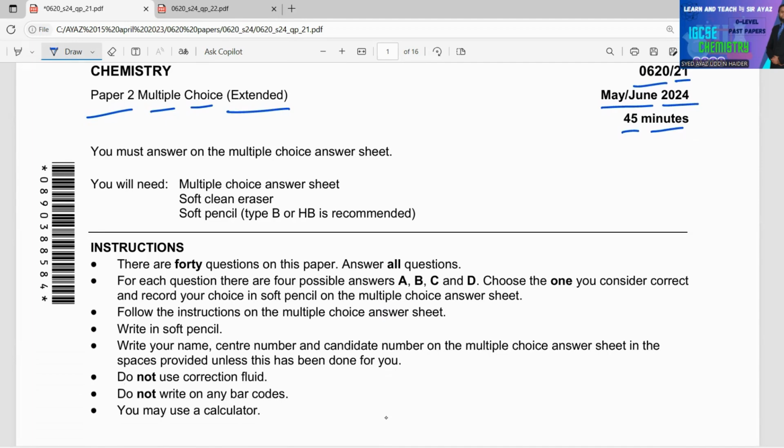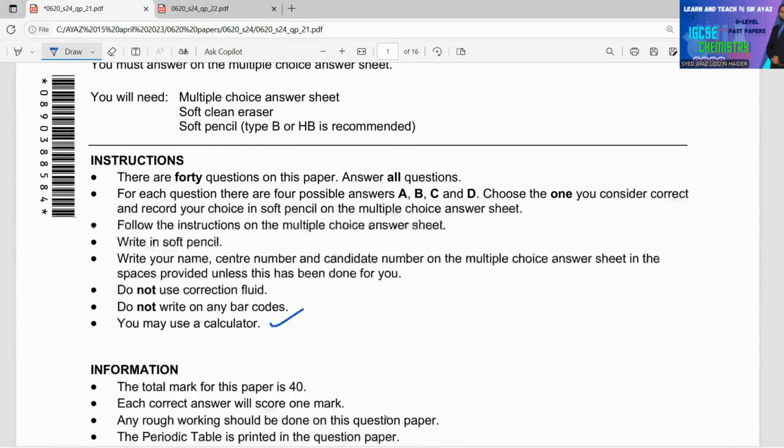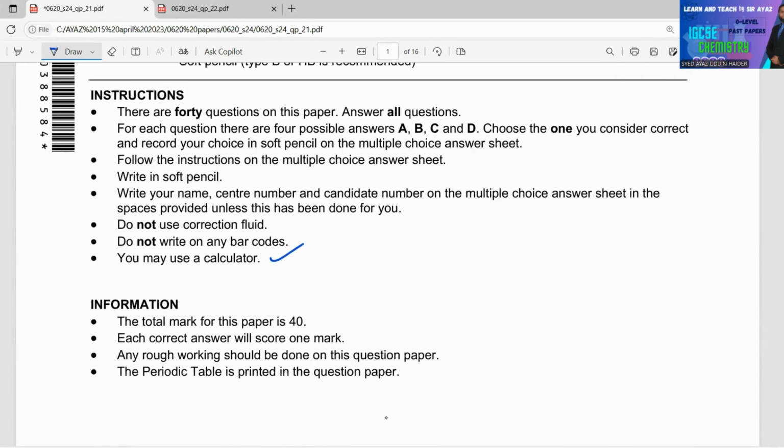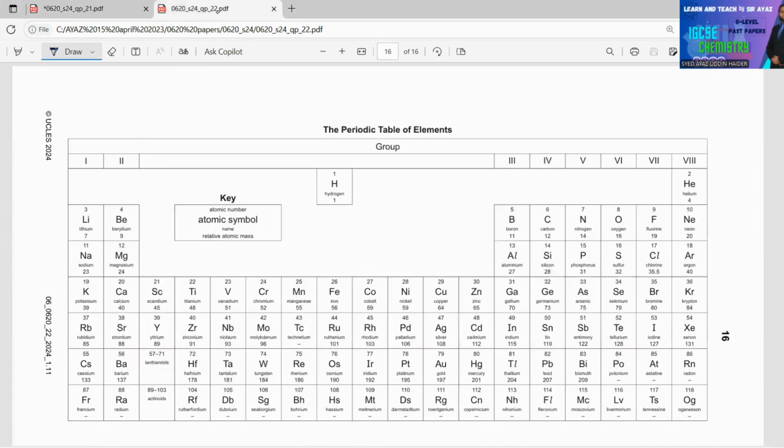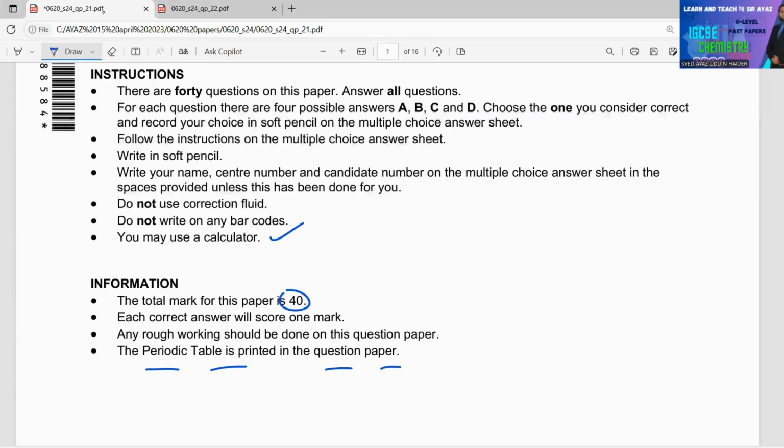You are allowed to use a calculator. For the instructions, the total mark for this paper is 40. A periodic table is printed in the question paper like this. So let's start with question number 1.